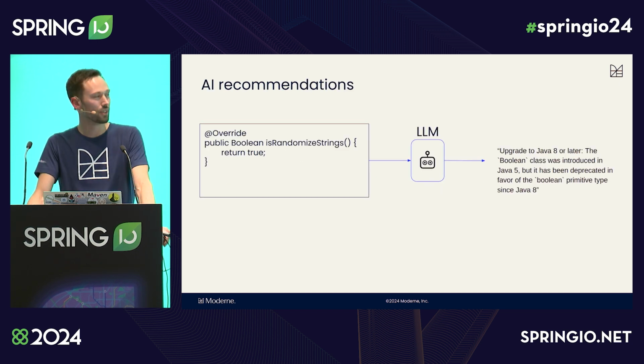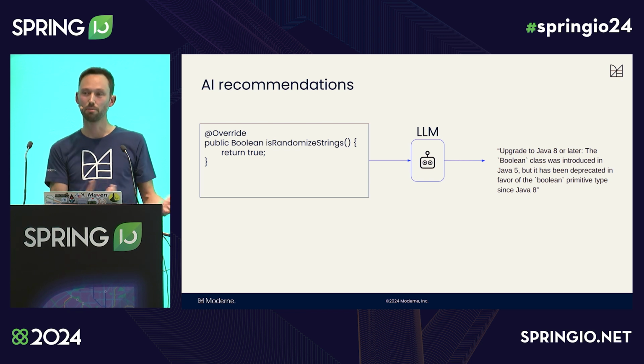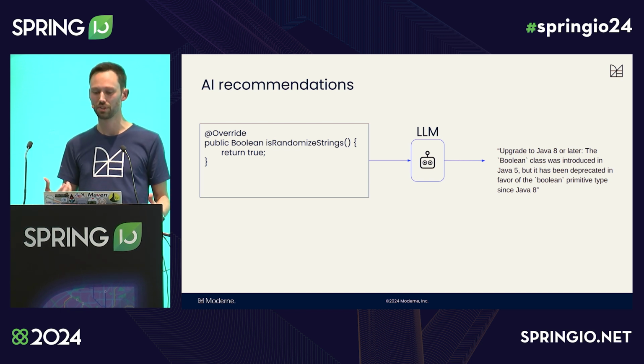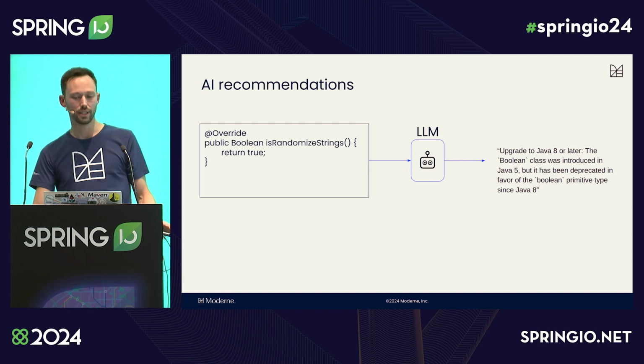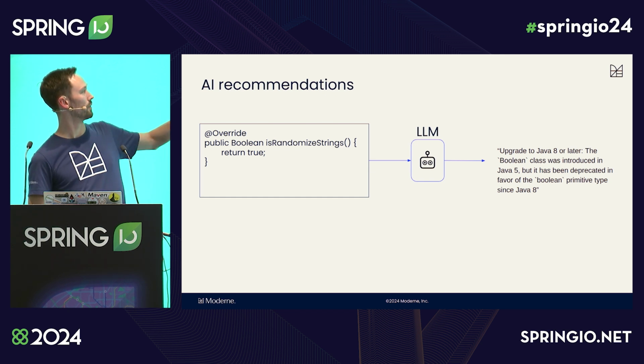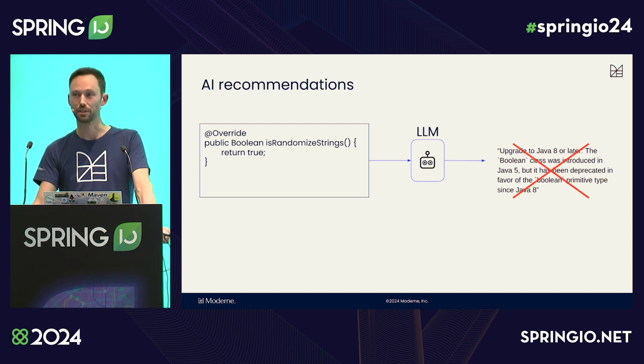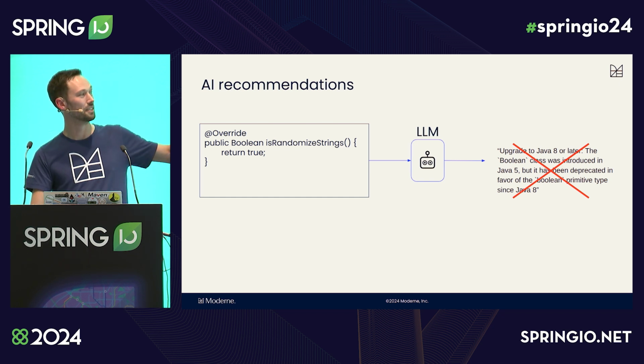In practice, that would look something like this. We take a method, we feed it to the LLM, and out comes a list of proposed changes. And note how in this case, we have a method that we put in, and the suggestion is to upgrade to Java 8 or later, because the Boolean class was introduced in Java 5, but has been deprecated in favor of the Boolean privilege. That is a load of bollocks. That is not true.